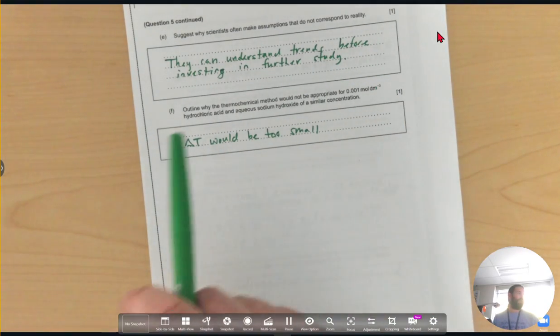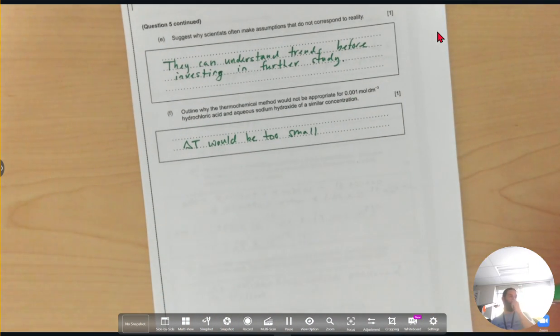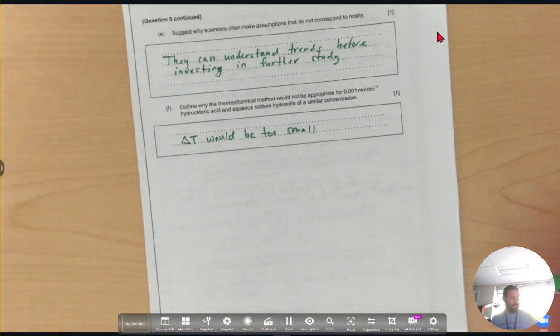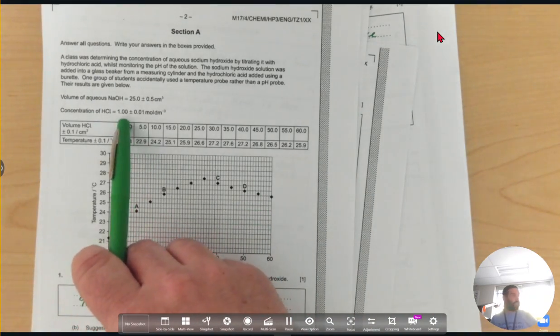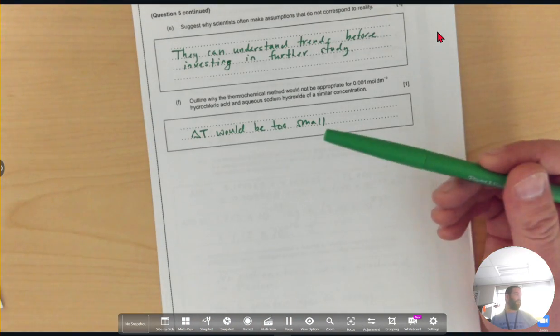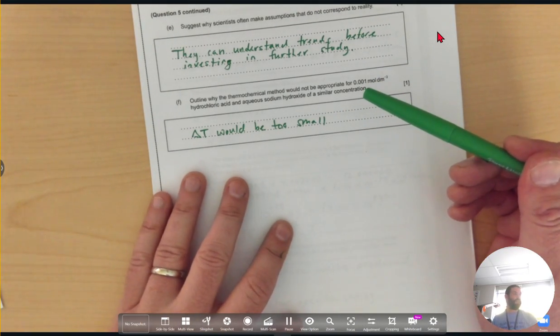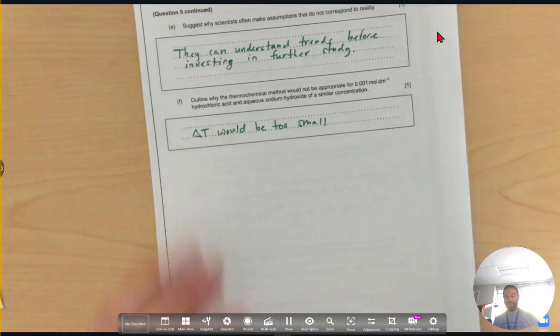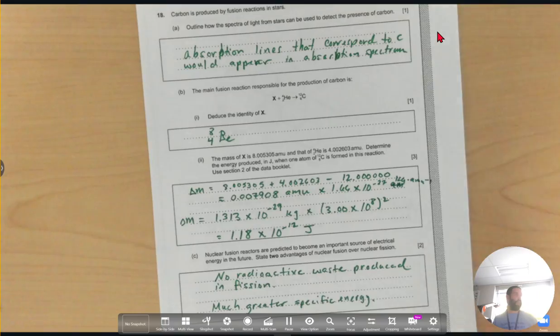And finally, outline why this method would not be good for a 0.001 molar hydrochloric acid solution. Well, that's the title page here. The concentration of HCl was 1, right? So that is 1,000 times less, which means the mass is 1,000 times less, which means the change in temperature would be way too small for the temperature to measure.